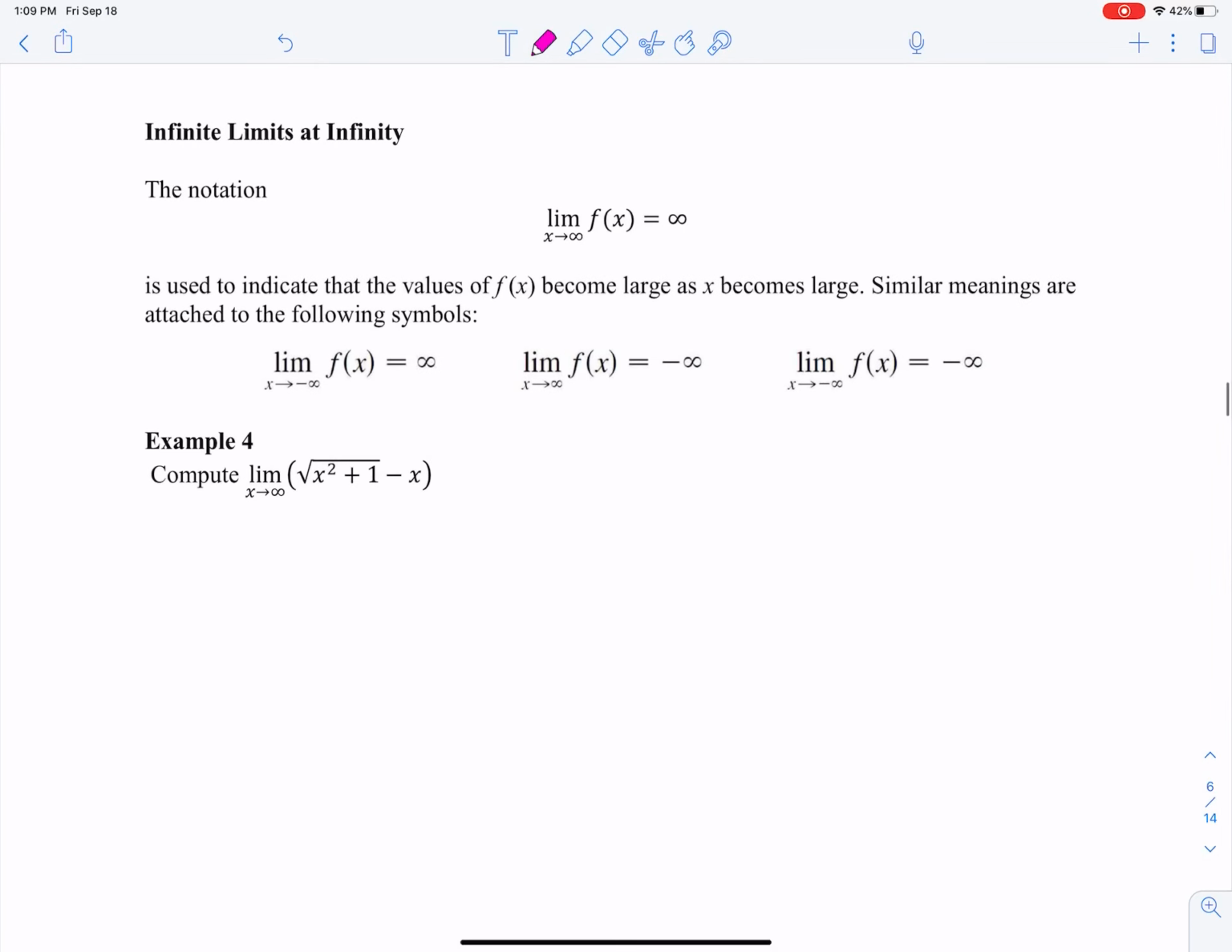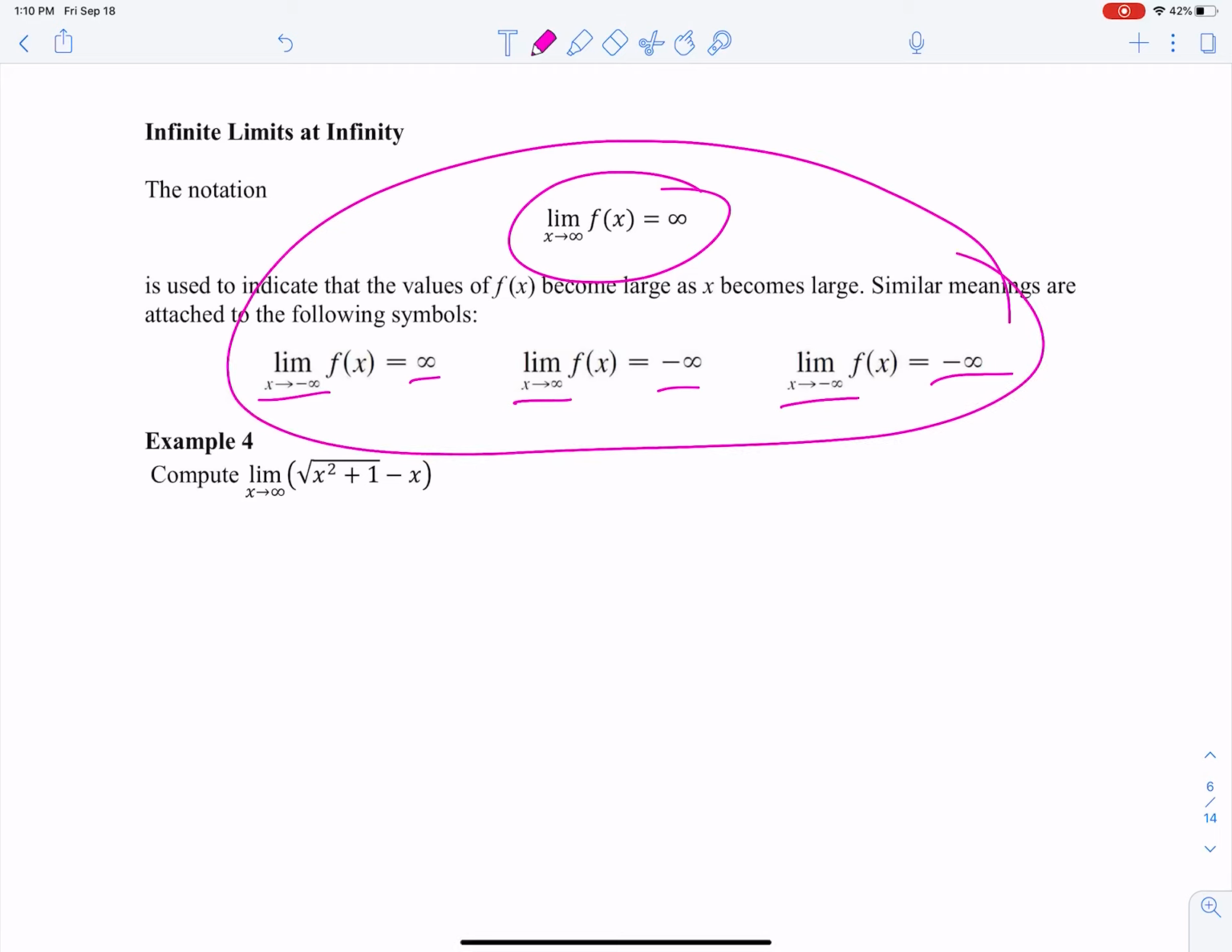All right, so now we can have infinite limits at infinity. In other words, we could take the limit as x approaches infinity of a function, and the function can just get huge forever. And of course, we could have any combination of that. We can approach negative infinity and get positive infinity, approach positive infinity and get negative infinity, or negative infinity and negative infinity. Any of these four are possible.